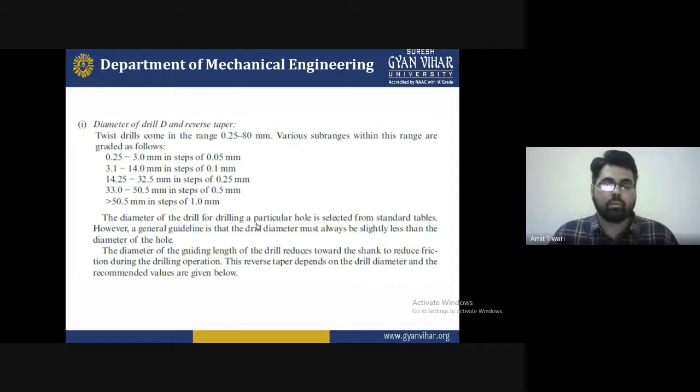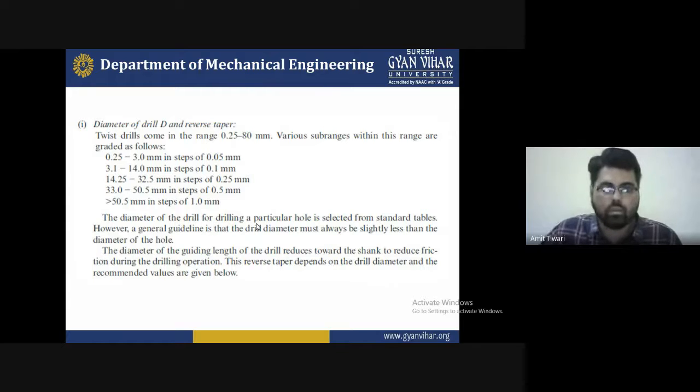So we can say that 50.5 to 80 mm is in steps of 1.0 mm. We have all of these standard ranges which we consider when making the twist drill. So if you are manufacturing or designing any twist drill, we have to consider all of the following criteria respectively.